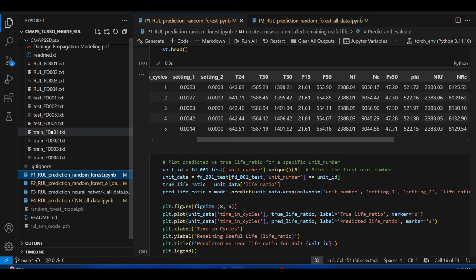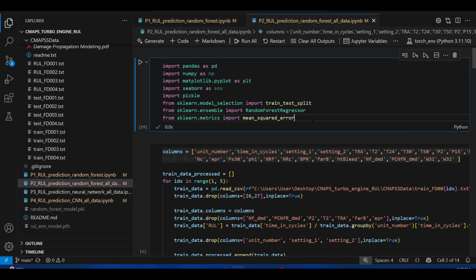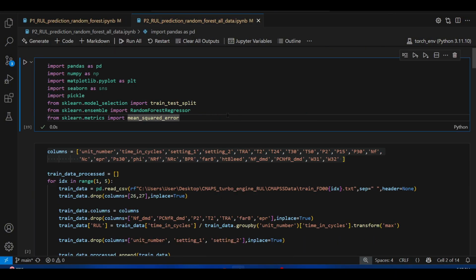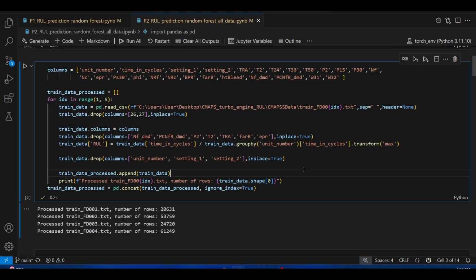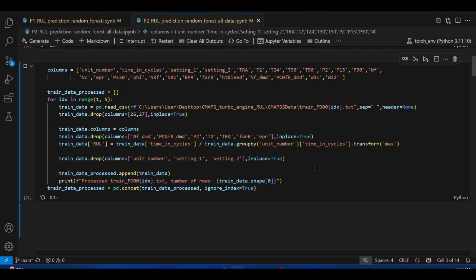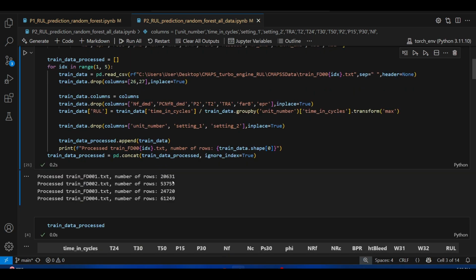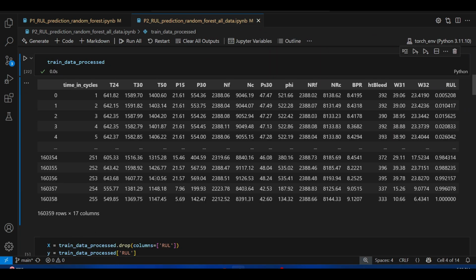Right now we just train on this train FD001. But what we should have done is train on all 4 files. So that's what I did in the next step. It's very easy. I did the same process, but instead I created a larger training data processed. I looped through 1 to 5, and this is how my train data processed looks like.